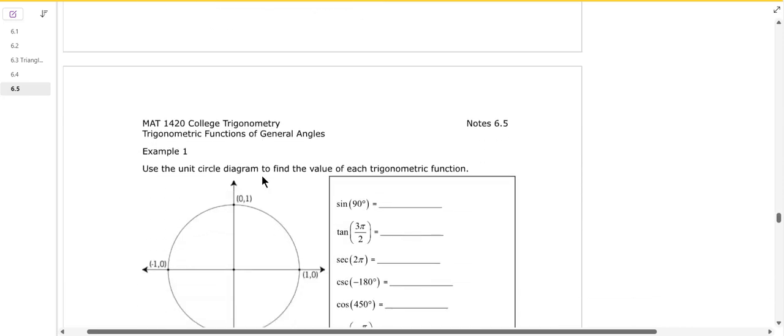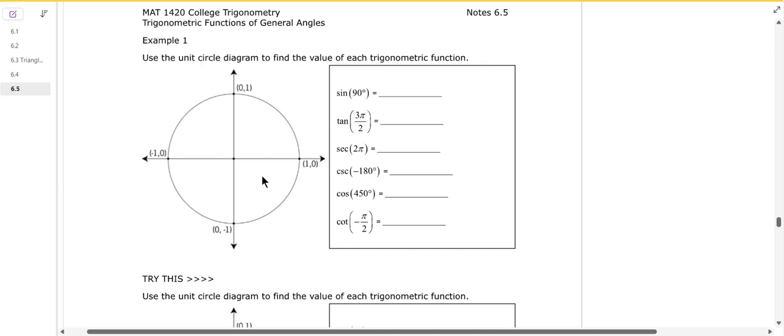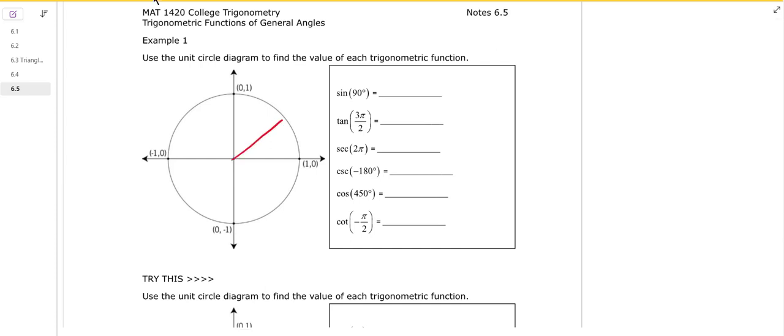Next page, we'll take a look at this now. Again, we're considering r equal to 1, and for each angle, we're going to figure out what the trig function is. The first problem: we know that sine is y over r. If we're at 90 degrees, then we are at this point right here, so y is 1. We get 1 over 1, since r is 1. So the sine of 90 degrees is equal to 1. Just reason out what x, y, and r are.